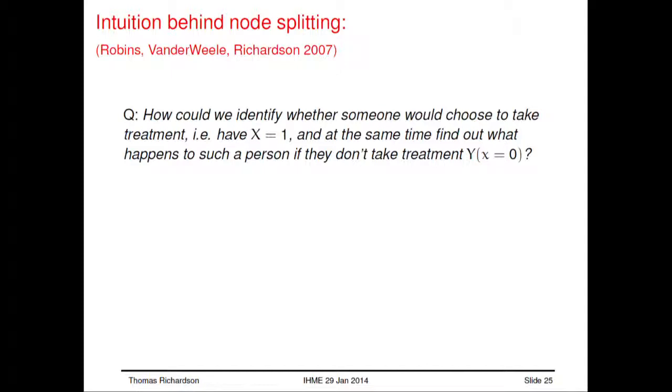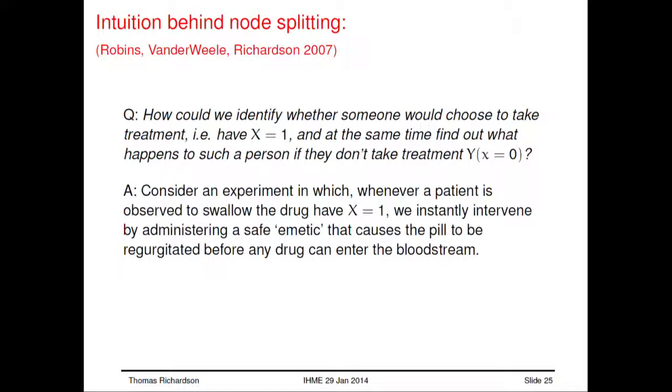We want to find out whether someone would, under natural circumstances, choose treatment. But we also want to find out what would happen to them if they didn't get treatment. Because how could we do that? As soon as we discover that they would choose treatment, then they've taken treatment, and then we couldn't find out what would have happened to them if we prevented them from taking treatment. So Jamie Robbins, who is an MD, came up with a thought experiment that would allow us to see both of these things.